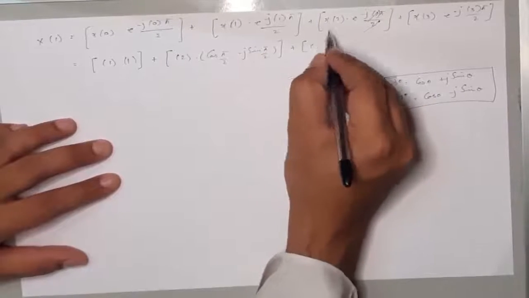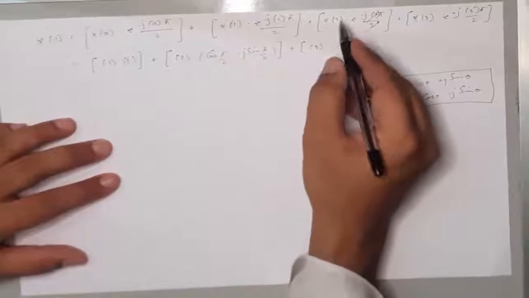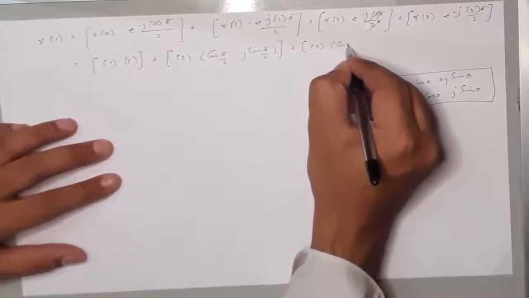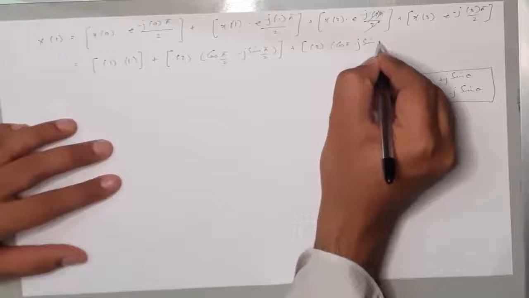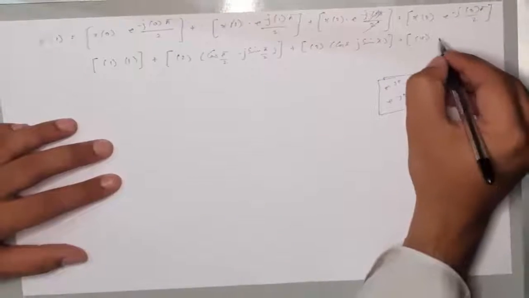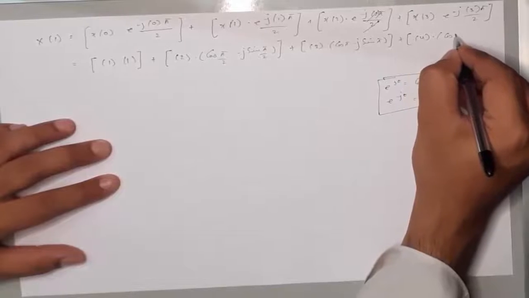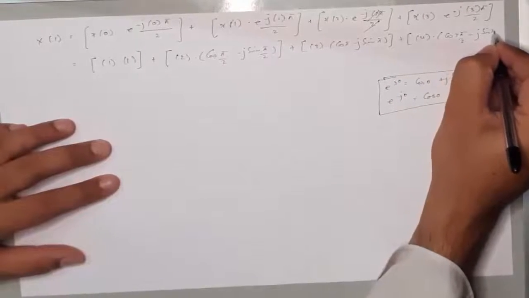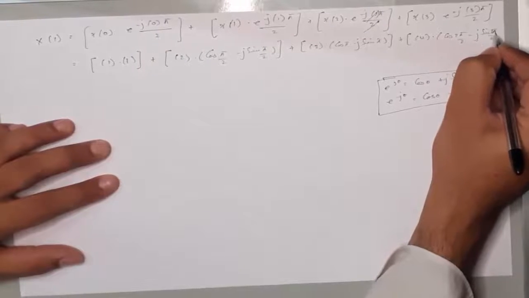Similar way for this also. Here the input in the question is 3, so cos pi minus j sin pi. Similar way, 4 into cos 3 pi by 2 minus j sin 3 pi by 2.